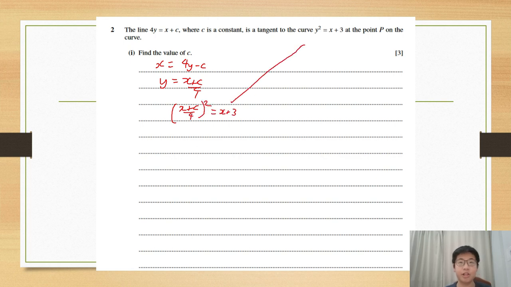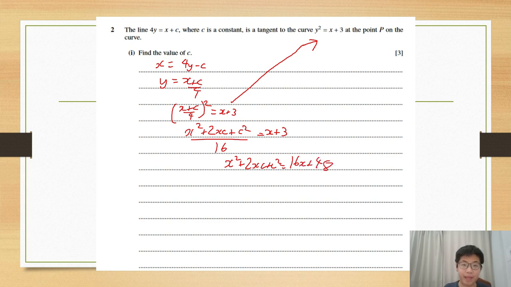Substituting in this equation, as we can see here, just substituting (x plus c) over 4 for y. So x squared plus 2xc plus c squared over 16 equals x plus 3. x squared plus 2xc plus c squared equals 16x plus 48. And then x squared plus (2c minus 16)x plus c squared minus 48 equals 0.